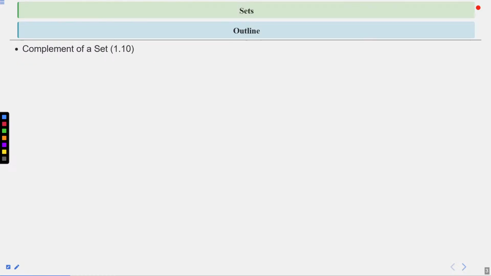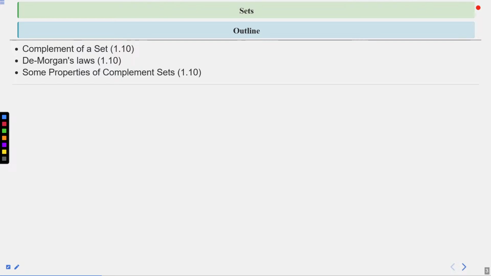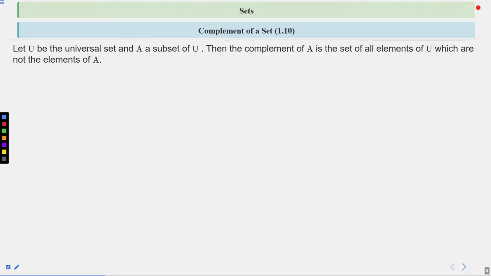Now we are going deep into our session, starting with complement of a set. So we will be covering class 11th maths about De Morgan's laws and some related properties of complement. Clear? And then afterwards we will be seeing some challenging problems. So starting with complement of a set, very simple.